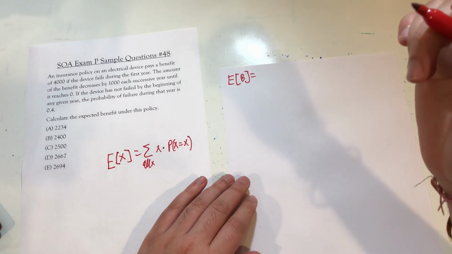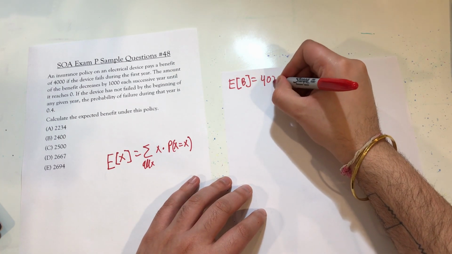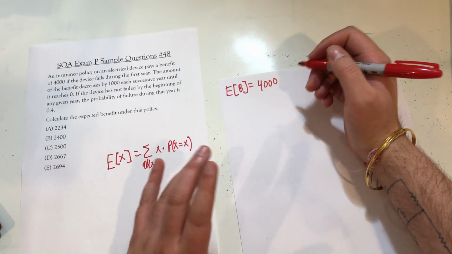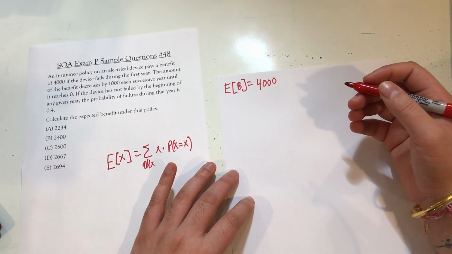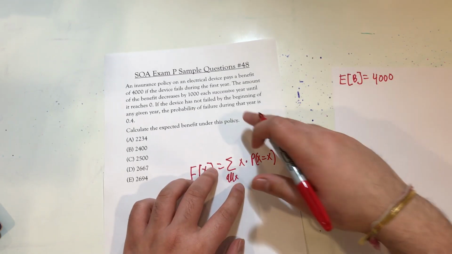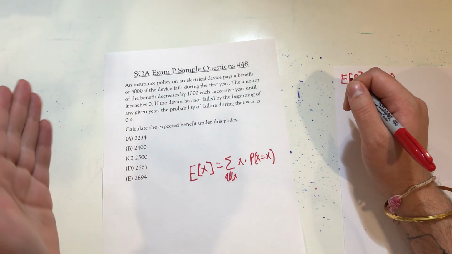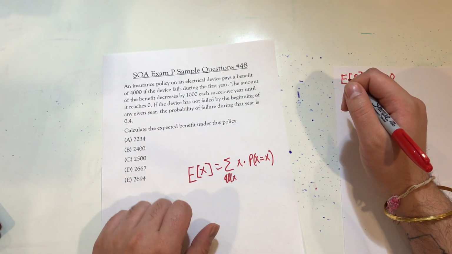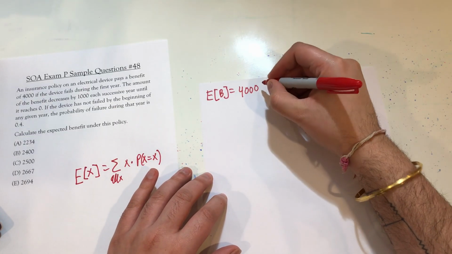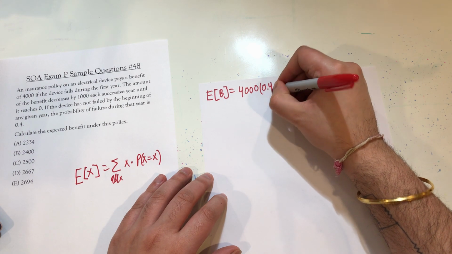In the first year, if the device fails in the first year, you will receive $4,000. Now, we need to calculate the probability of the device failing in the first year, and multiply it by that. That's actually given to us. If the device has not failed by the beginning of a given year, the probability of failure is 0.4. Easy enough. So the probability it fails in the first year is 0.4.